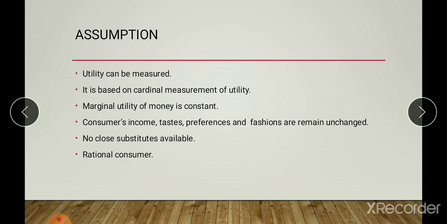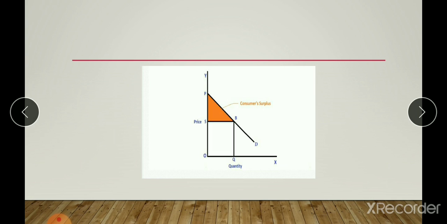There should not be a close substitute available in the market. You know the difference between substitute goods and complementary goods. The examples for substitute goods are tea and coffee, and for complementary goods, car and petrol, pen and ink, and so on. And the consumer should be a rational one. He should be a rational consumer. He knows the maximization of his utility, his satisfaction.